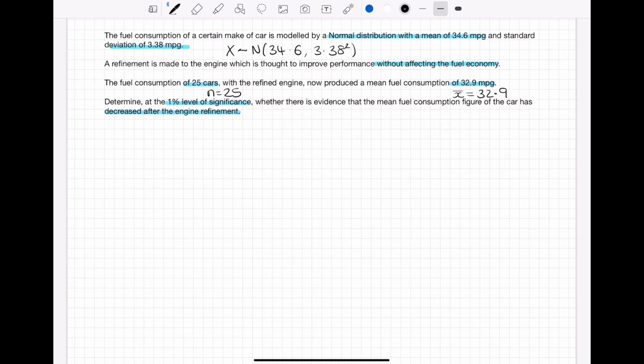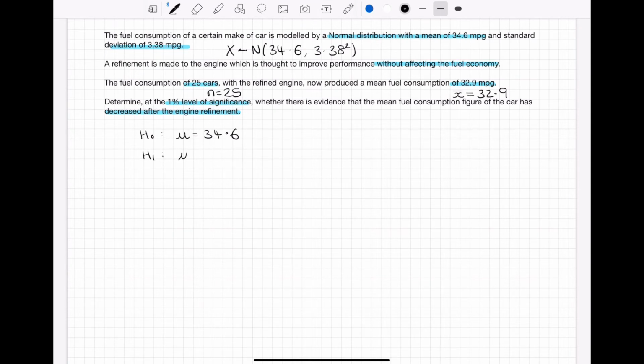So to start with, our H0 will be the mean is the same. The mean has stayed at 34.6. And our H1, the mean has decreased. So the mean is less than 34.6. And this is our one-tailed test.